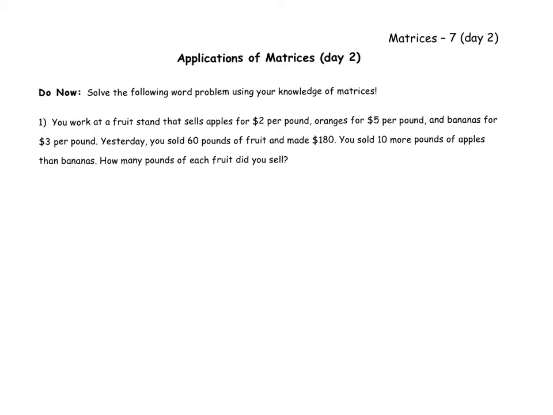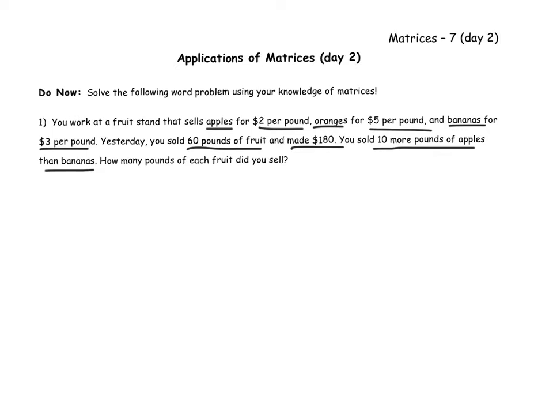You work at a fruit stand that sells apples for $2 per pound, oranges are $5 per pound, and bananas are $3 per pound. Yesterday, you sold 60 pounds of fruit and made $180. You sold 10 more pounds of apples than bananas. How many pounds of each fruit did you sell?